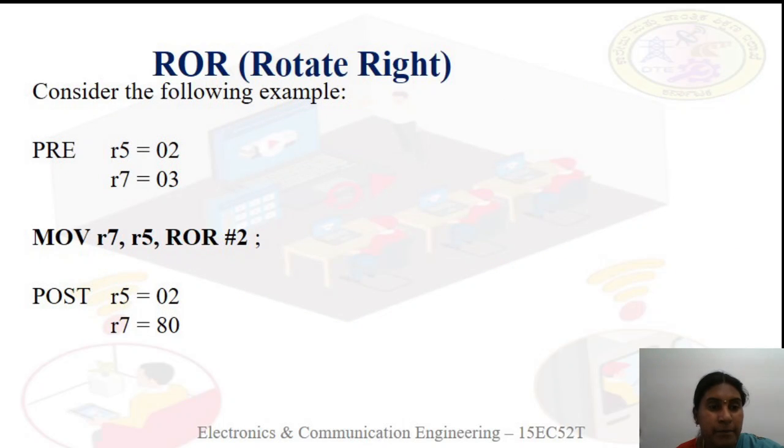So consider this example. R5 is equal to 02, R7 is equal to 03. MOV R7, R5, ROR #2. It means the content of register R5 is rotated right 2 times. So 02 means 0000 0010. You have to rotate it 2 times. For the next time, the answer will be 0000 0001. The next time, the 1, LSB will be appearing as an MSB. So the answer will be 1000 0000. So the answer is 80. See here, the answer is 80.